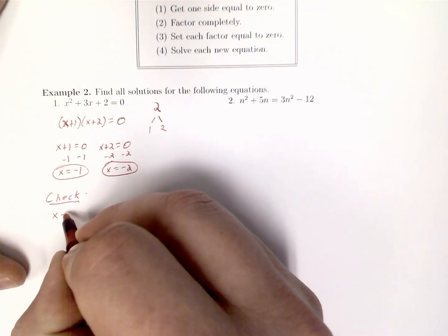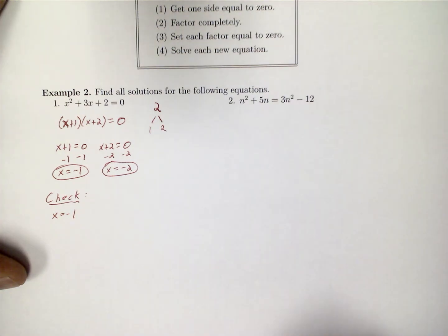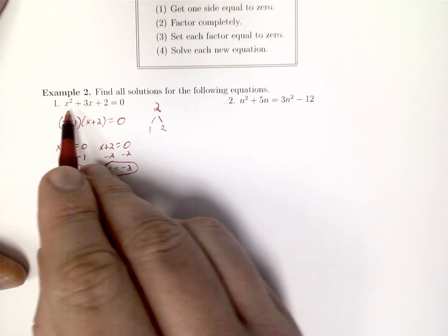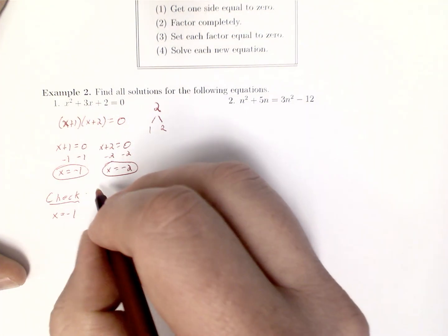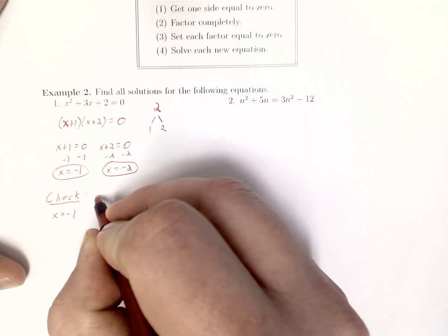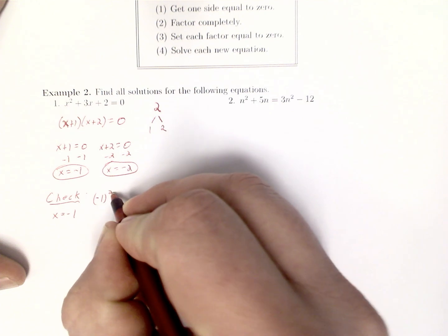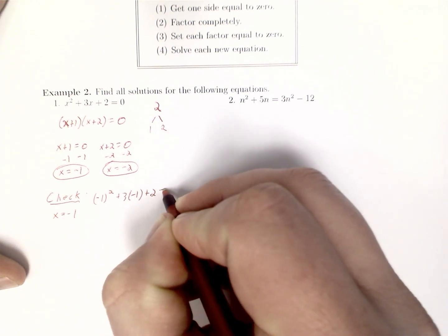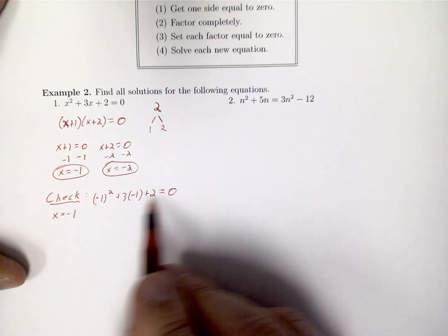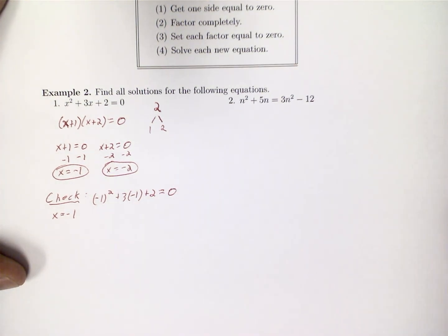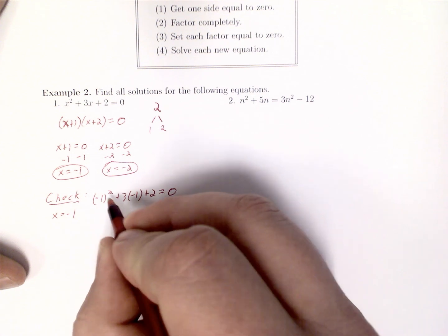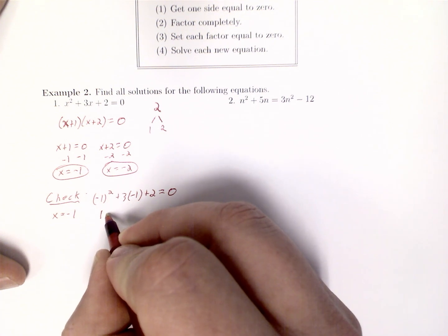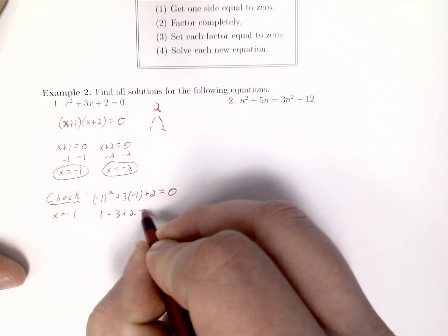So first, let's start with x equal to -1. Is that a solution? Well, when we plug it back into the original, being x squared plus 3x plus 2 equals 0, we plug in -1 squared, plus 3 times -1 plus 2. If this simplifies to 0, then we have 0 equals 0, which is a true statement. So -1 squared is +1. 3 times -1 is -3 plus 2.